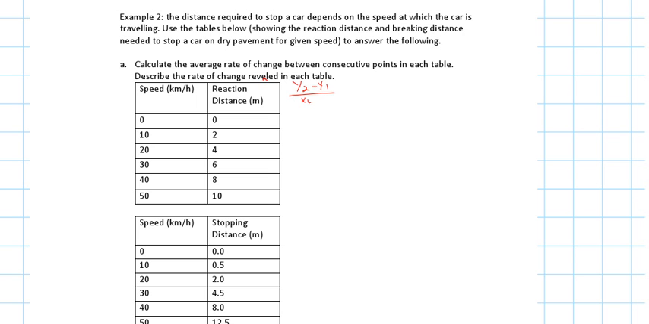So if I look at this, y2 minus y1 over x2 minus x1, right? Because this is my second point minus my first. Second minus the first. So that's going to be 2 minus 0 over 10 minus 0. So that's going to be 2 over 10 or 0.2. Again, y2 minus y1. So that's going to be 4 minus 2, sorry, over 20 minus 10.